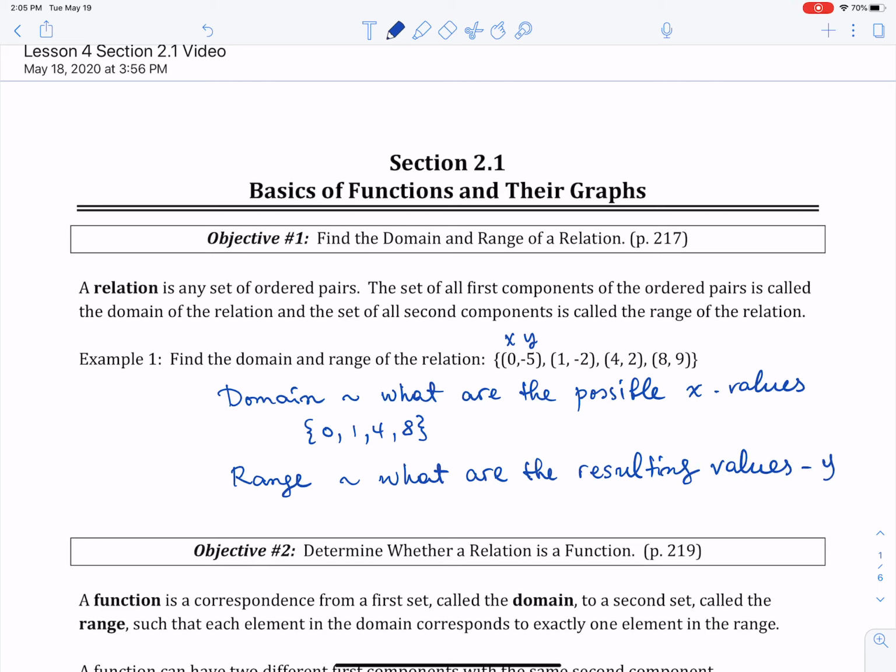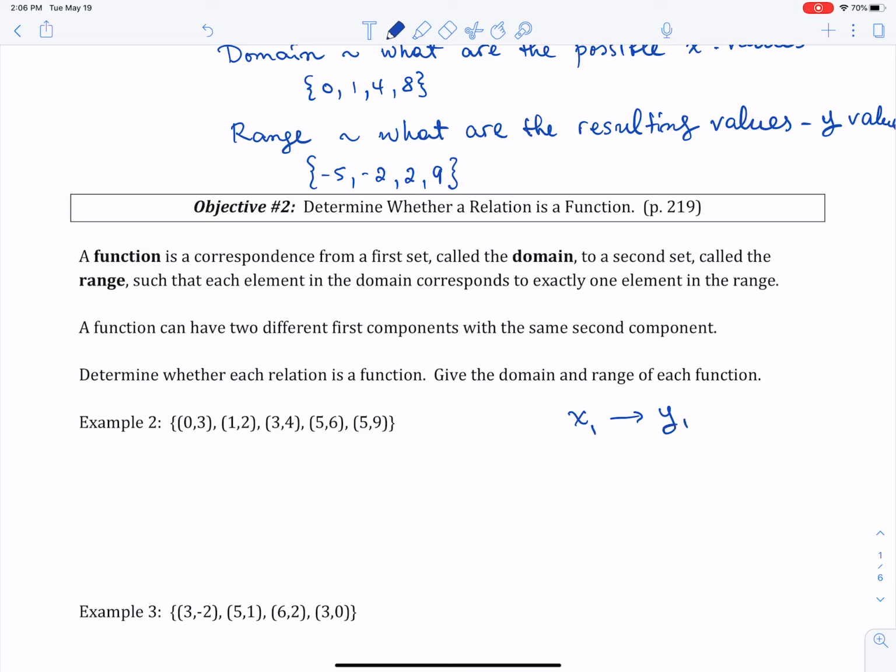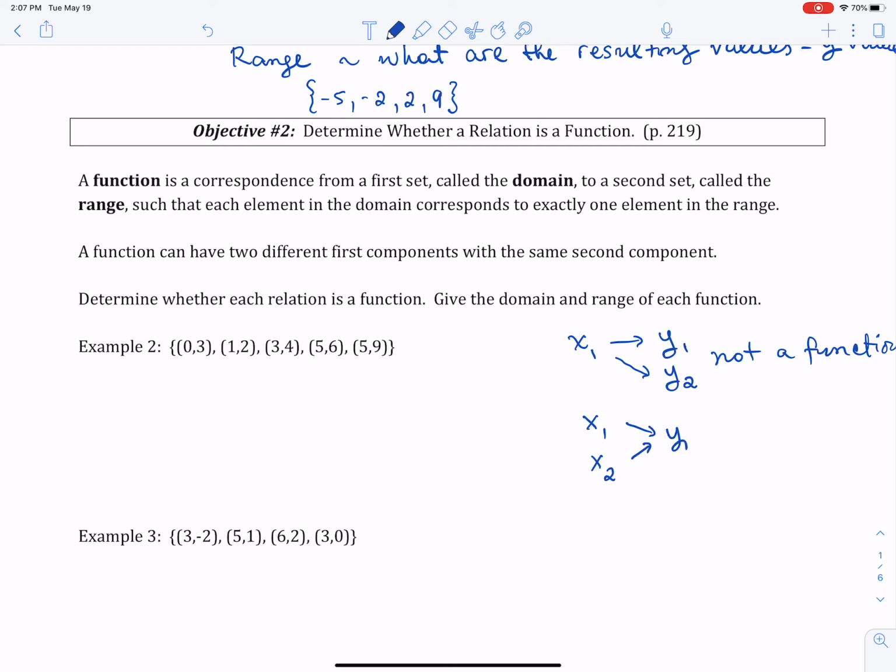What does this mean? For every single x sub 1, the result is always going to be y sub 1. It is not ever going to be two different values. If this happens, that's not a function. It is possible for two different x values to reflect in a single y value. That's possible. And that's a function.